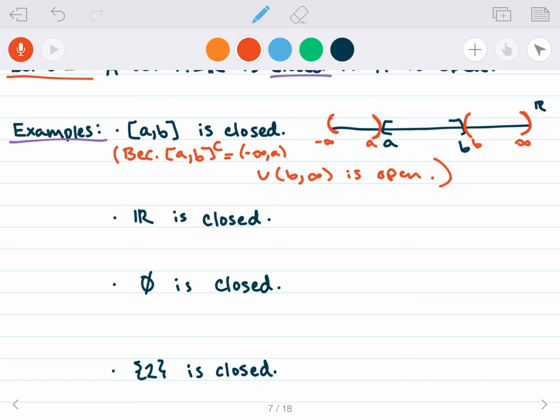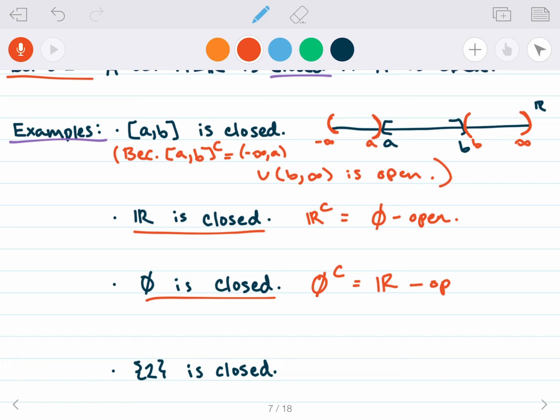But anyway, so sets can be closed and open. And so two such sets are the reals and the empty set. So why are the reals closed? Well, if we consider the complement of the reals, that is the empty set, and we already said that the empty set was open, a few slides ago. And similarly, the complement of the empty set is the reals, and we also said that the reals were open. Okay, so the reals and the empty set are clopen. They're both closed and open.